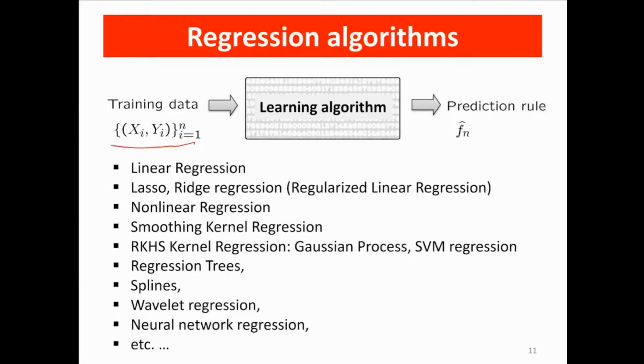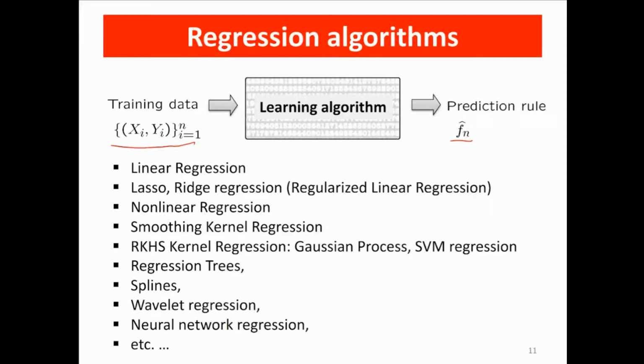I denote this training data as a set of input-output pairs (xi, yi), and we have n of these pairs. So the goal of machine learning algorithms will be to use this data set, this set of input-output pairs, and try to create a prediction rule f hat n which has as small risk as possible and ideally as close to the Bayes risk as possible.